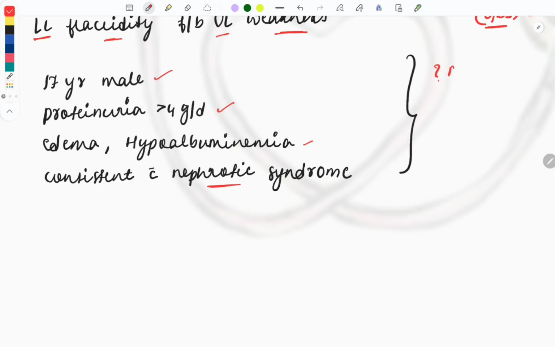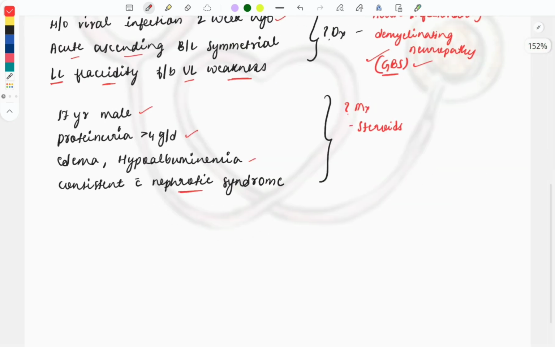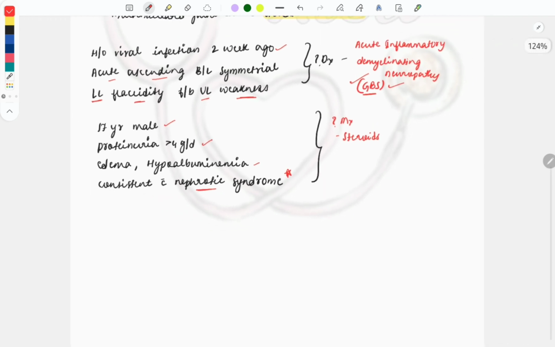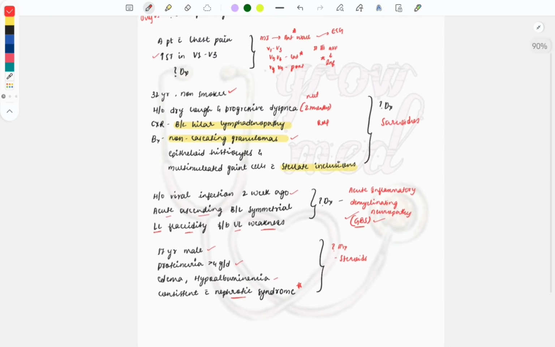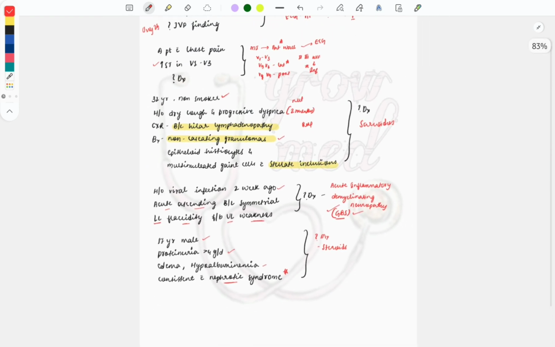The question asked was the next step of management, and in the options there are various things given, like IV steroids, then diuretics and cyclophosphamide, something like that. From here the answer is steroids. For nephrotic syndrome usually the management is steroids. So it is quite an easy question. Note down nephrotic syndrome again, a repeat topic. You can expect a question from nephrotic or nephritic syndrome in the upcoming January exam.